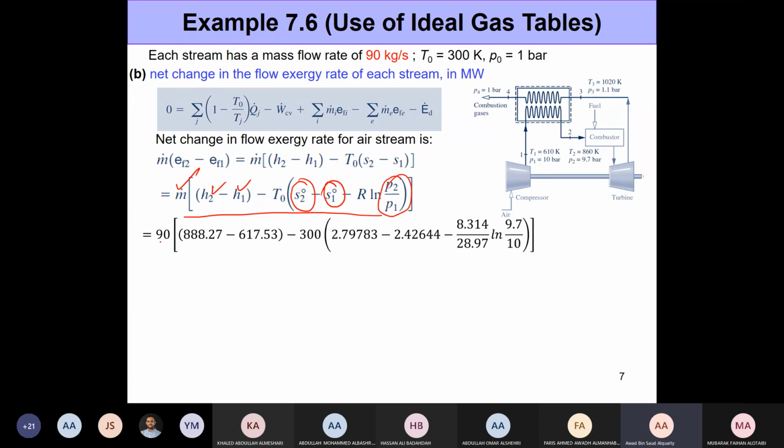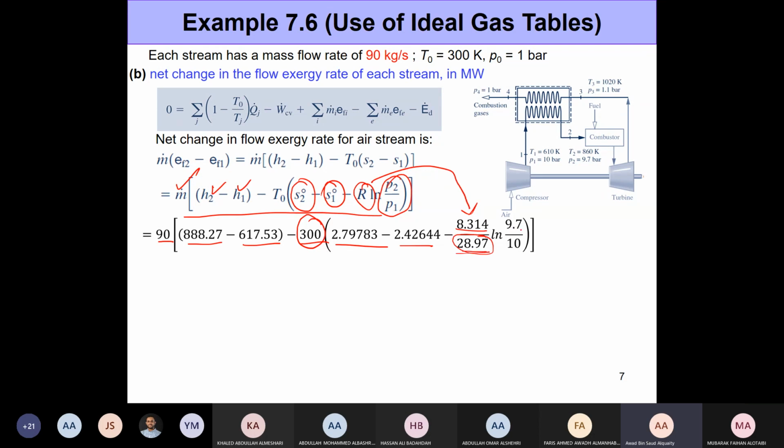So we need to actually plug in the numbers. So once you plug in the numbers, this is the mass flow rate. This is H2 and H1, as we already found out before. This is the value of T naught given in the question. S naught 2, S naught 1, which we got from table 822. Okay. And then R, the gas constant for air. Well, it's the universal gas constant divided by the molar mass of air. This molar mass is again given in table 1.